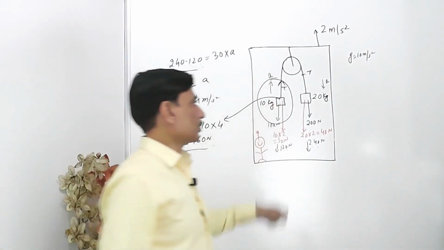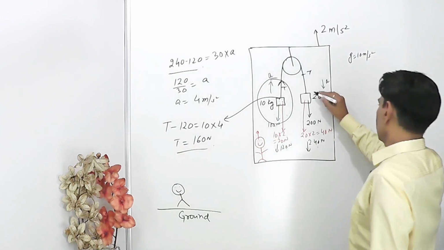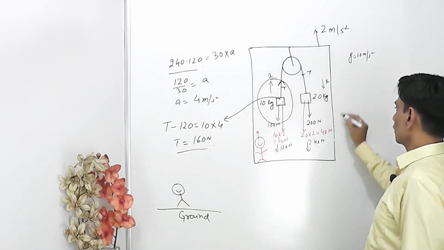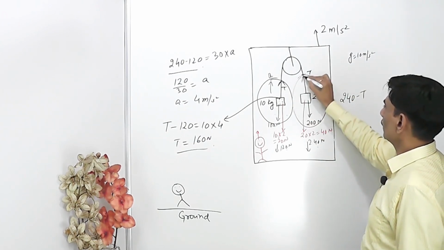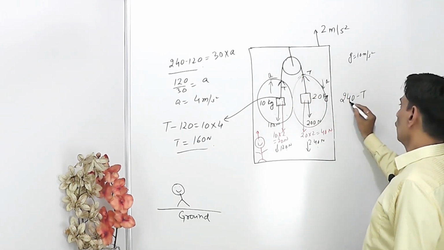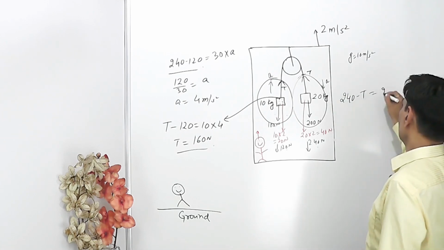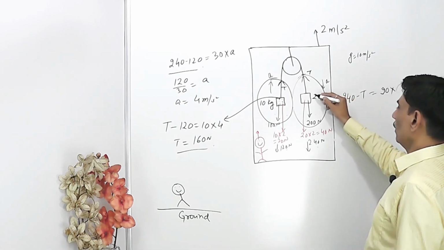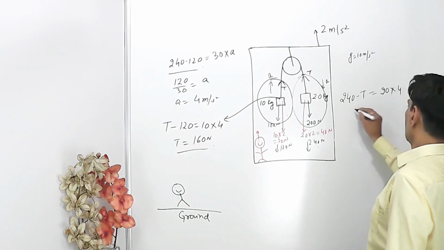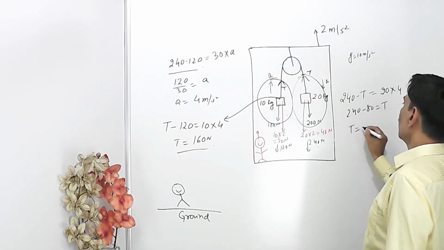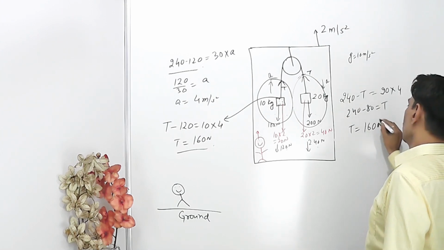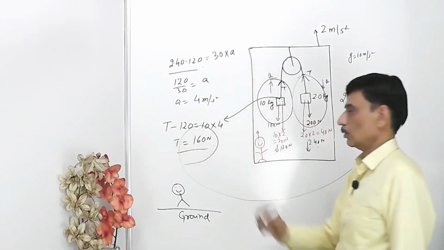If you wish to do it for this block, which is going down, the equation is 240 minus T. T will be in this direction, always away from the body. 240 minus T, mass is 20, and the acceleration observed for this block is 4. So 240 minus 80 is equal to T. So T is equal to 160 Newton. You get the same answer. So the answer is the same.